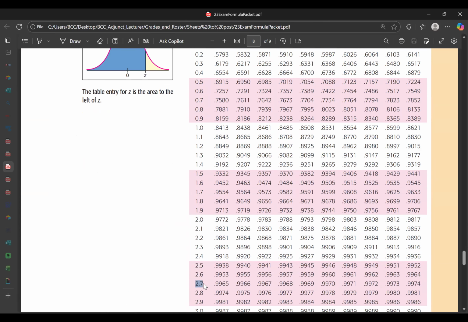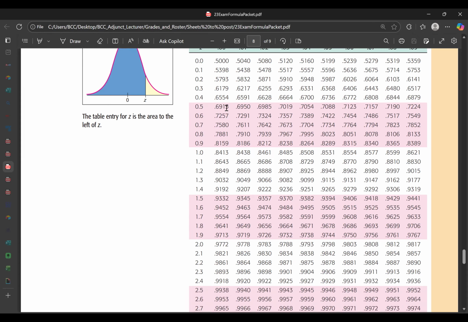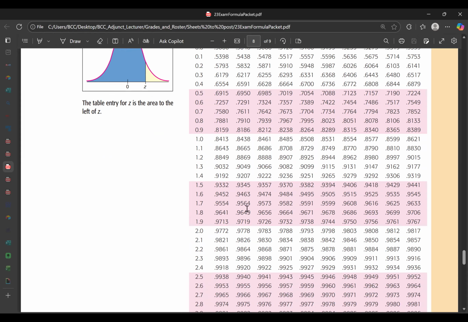See it right here? 2.7 is 0.9965, because remember, the hundredth place is up top. Are we in the second part of table 3? The second one, yeah, with the positive numbers, because I have a positive z. So it's 0.9965. Now we're gonna write that in.